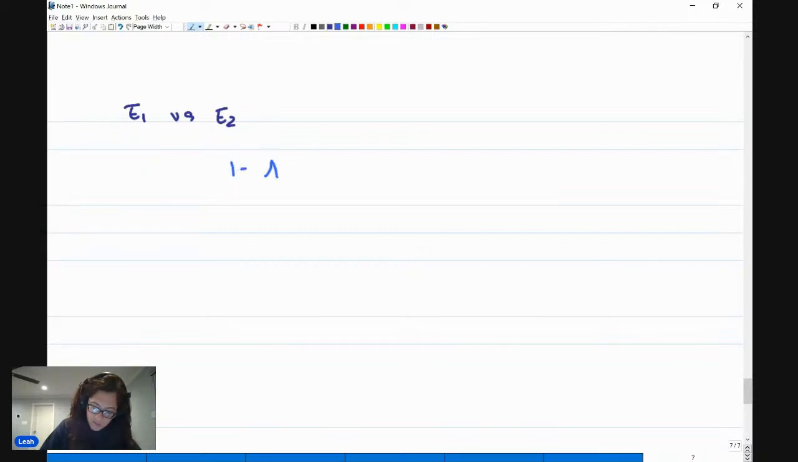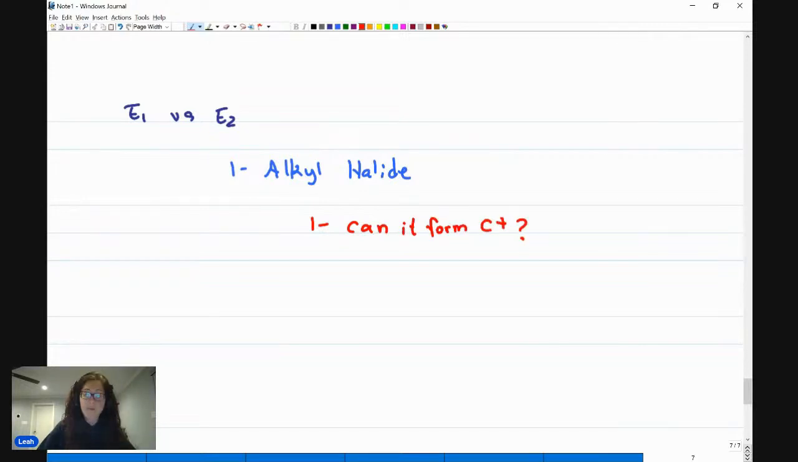The first one is the alkyl halide. The alkyl halide, as a reminder, the alkyl is the carbon chain, and the halide is the halogen, meaning the carbon holding the leaving group. And I want to ask myself 2 questions. Question number 1, can it form a stable carbocation? If I cannot form a carbocation, I immediately rule out E1, because without a carbocation, I can't do an E1 reaction. The key to an E1 reaction is carbocation.